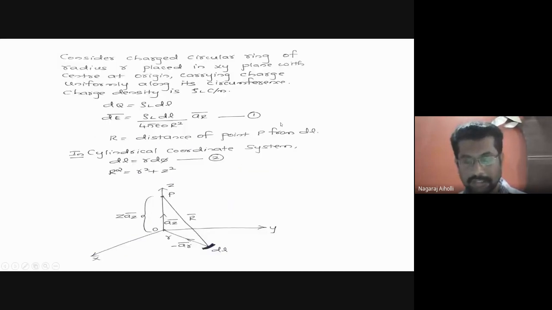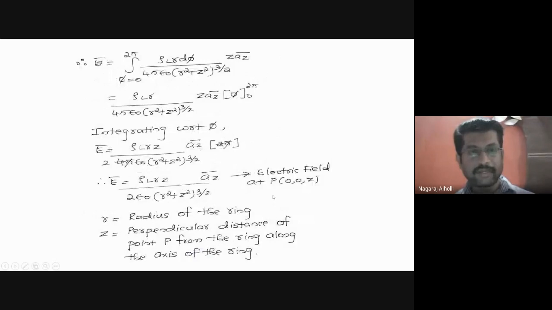So once we neglect that a_r bar component, then dE bar is given by rho L r d phi divided by 4 pi epsilon naught r square plus z square raised to 3 by 2, then minus r a_r bar plus z a_z bar. Our a_r bar component is neglected. Hence, we have only z a_z bar. Okay, so the remaining we will continue in the next class, since a few points are still left in the derivation.